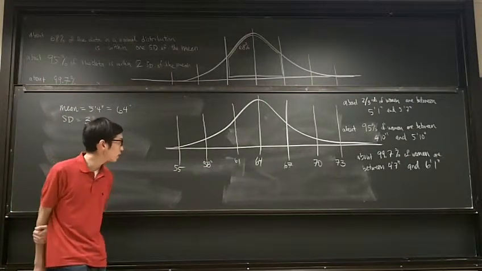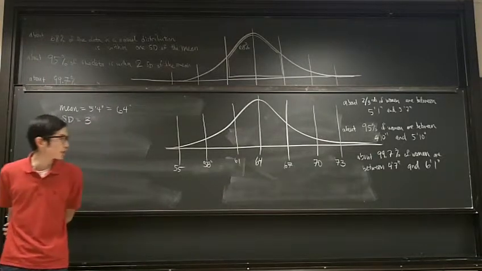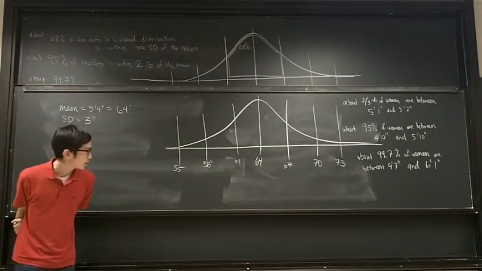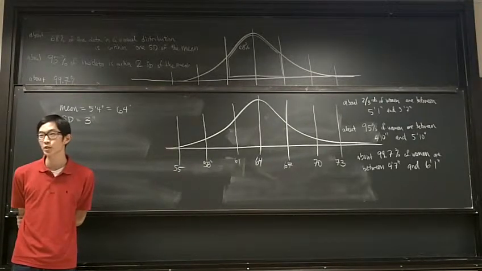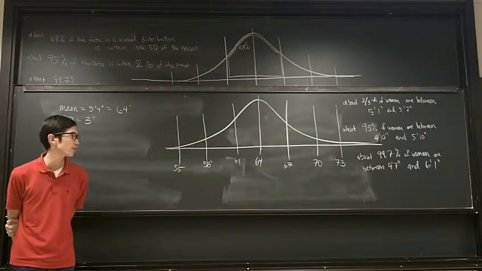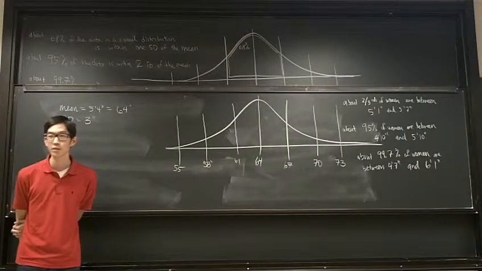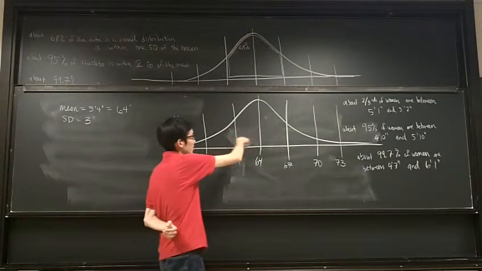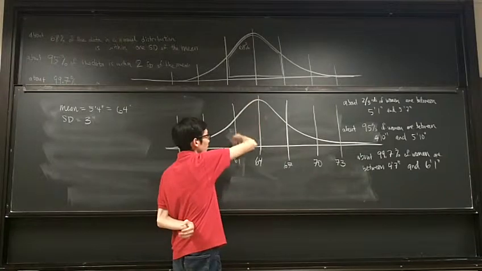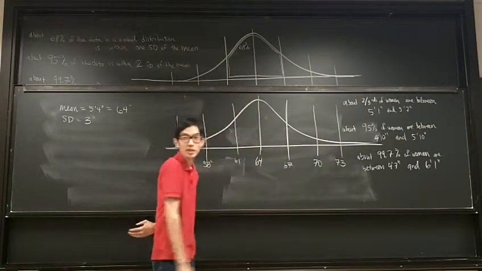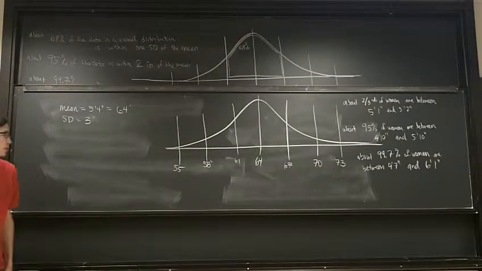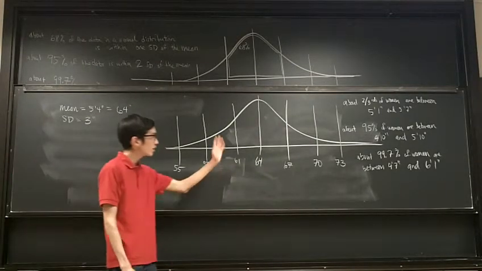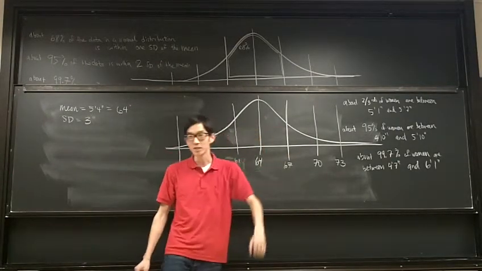What if I asked about what percentage of women are between 61 inches and 64 inches? About what percentage are between 5'1" and 5'4"? 34%, right? Because if I got about 68% from here to here, I'm going to have 34% in this zone right there. And what if I said, what percentage of women are taller than 67 inches?